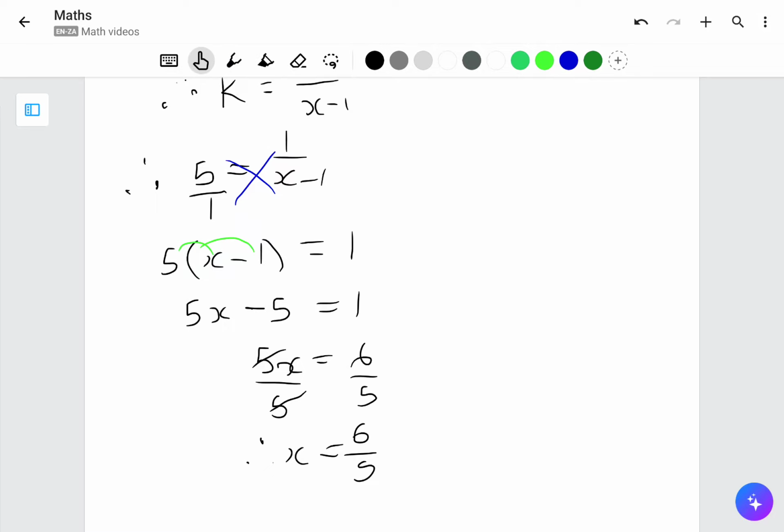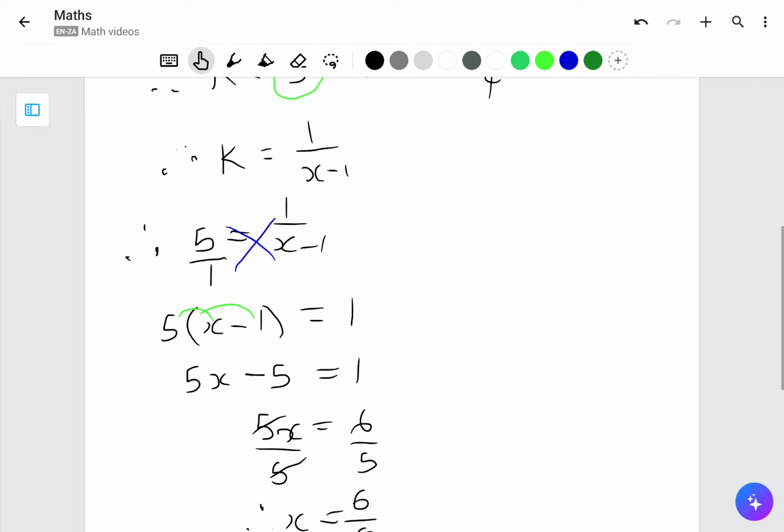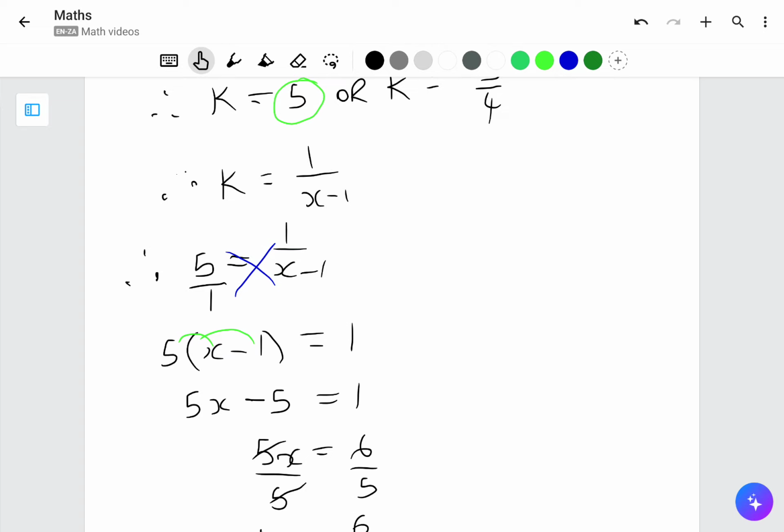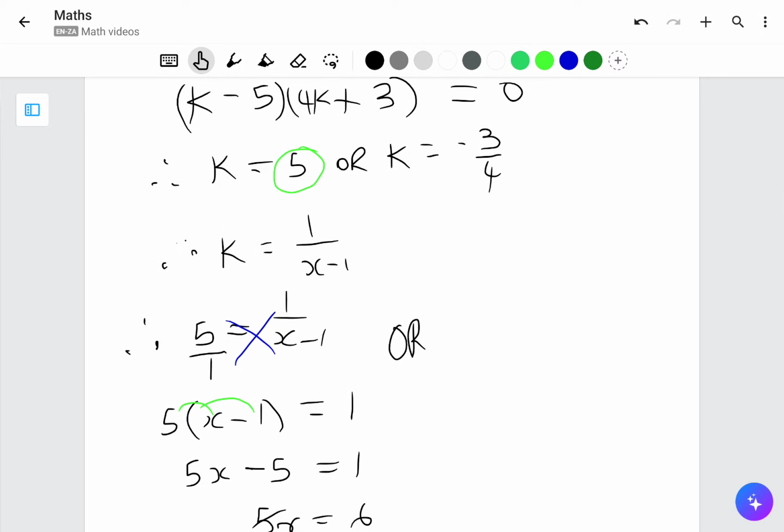Very, very basic, guys. I know it looked complicated to begin with. However, it is quite easy. Just follow the steps. That's all we do. So now we know that k has two values. K is also equal to negative 3/4.